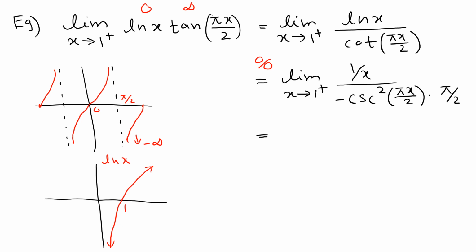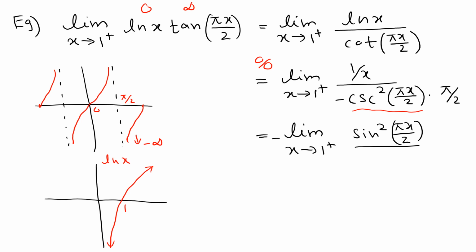Or if you want, you can bring this term to the numerator, so you can switch the terms because they are in the 1 over. This is not a necessary step, but if you want to make it clear, you can do that. I'm going to bring the negative sign in front. That's one thing I do. And then cosecant squared, we know that cosecant is 1 over sine. So we can write this as sine squared of pi x over 2.